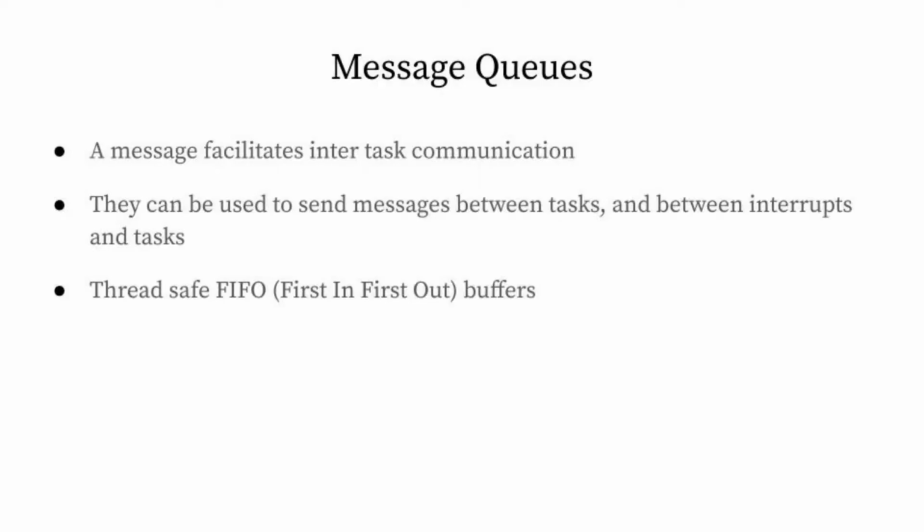Message queues, as the name implies, are a buffer that can be used to hold a finite amount of data. They can be used to send data in between tasks and in between interrupts and tasks. They are also thread safe, which means that they will still work as expected even if used by multiple threads or function calls.